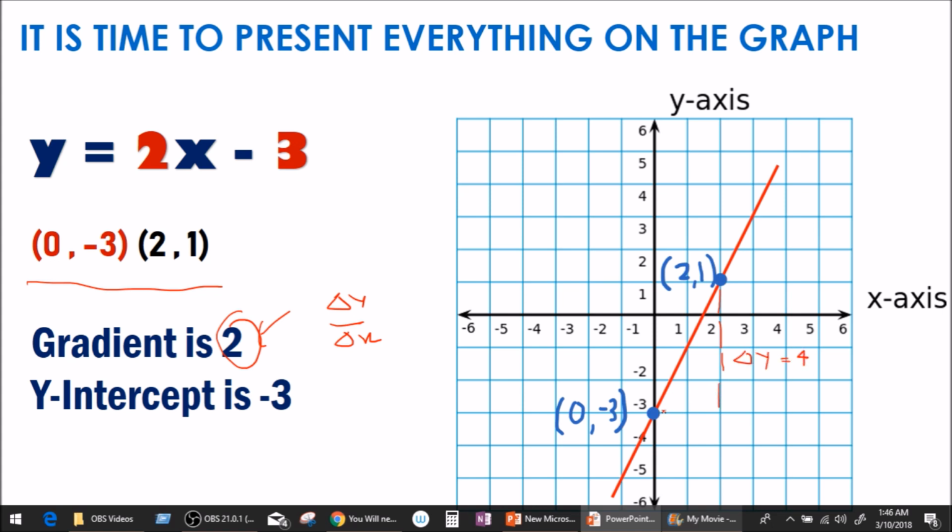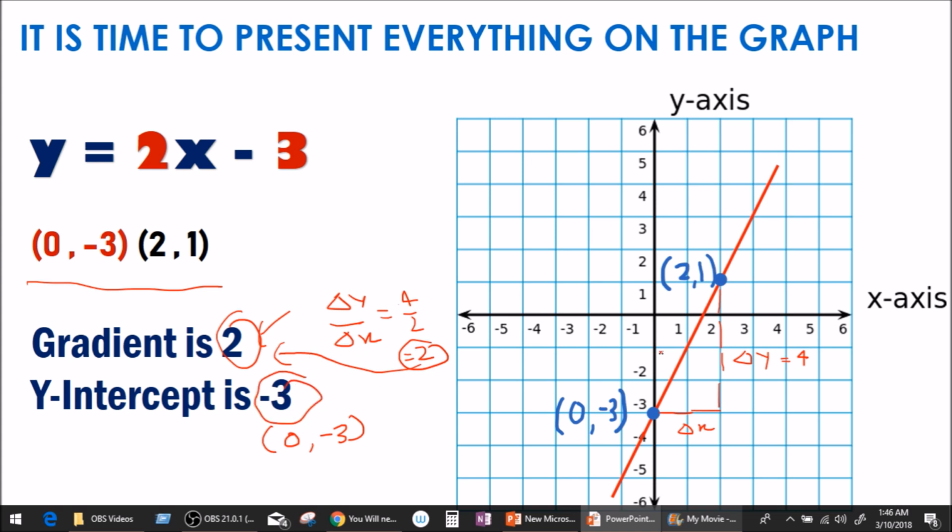What about the change in x? Change in x is 2. So since our gradient is change in y divided by change in x, 4 divided by 2 is equal to 2. That's why we get our gradient as 2. What about the y-intercept? Now y-intercept is the value of y when x is equal to 0. So at this point when x is 0, y is minus 3. So that's why the y-intercept is minus 3.